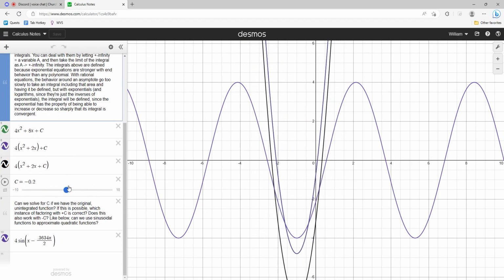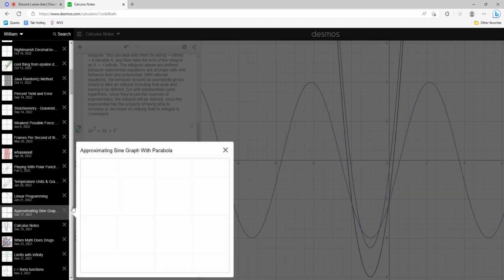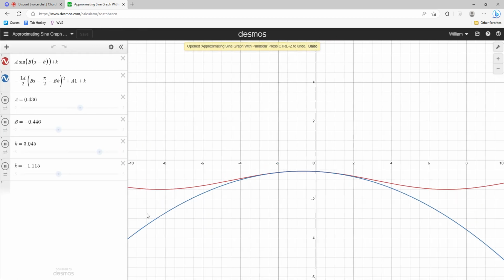What does C do here? It just does that. Can we solve for C if we have the original unintegrated function? If this is possible, which instance? I'm not sure what this is asking, but the video is already 23 minutes, so I don't really want to do that. Oh my god, it's animated?